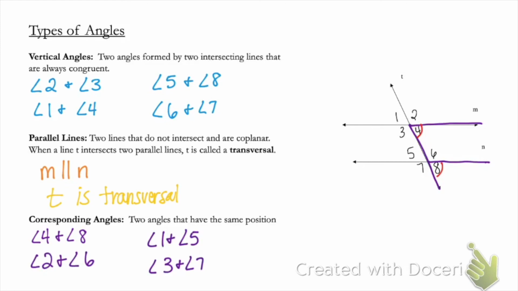Hopefully you realize that you could draw this F upside down. That's the only way that you would get 2 and 6 and 1 and 5.